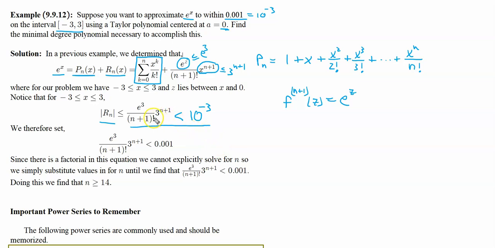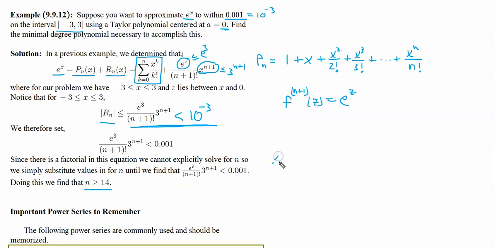Now once again, you can't explicitly solve this for n because of the n plus 1 factorial, so we have to just plug numbers in for n until this is satisfied. Now if you do that, you'll find that n has to be bigger than or equal to 14. If you put 13 in here for n, you'll see that it's a little bit bigger than 10 to the -3rd. If you put 14 in for n, you'll find that it's a little bit less than 10 to the -3rd, and it will stay that way as long as n is bigger than or equal to 14.